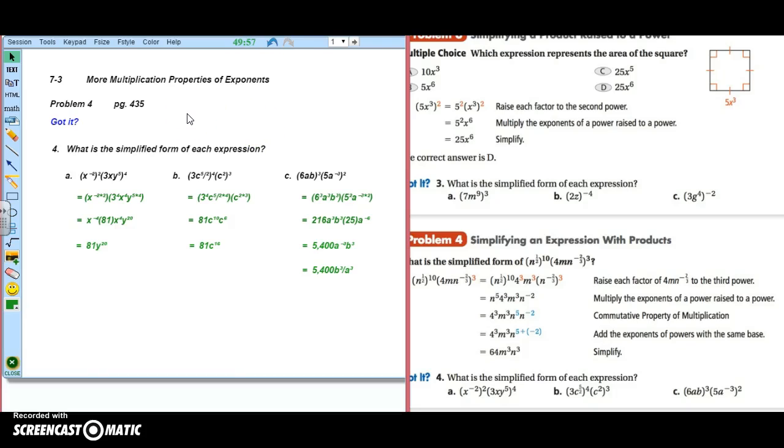This is section 7.3, more multiplication properties of exponents. Problem 4, the "Got It," on page 435. What is the simplified form of each expression? Part A says, in parentheses, x to the negative 2 power raised to the second power.